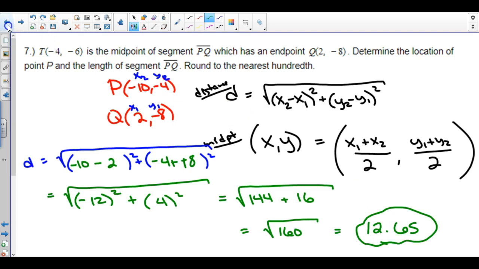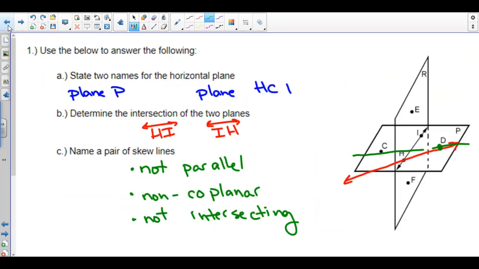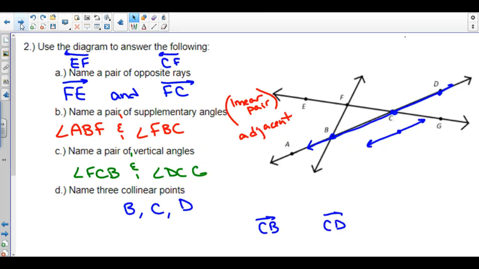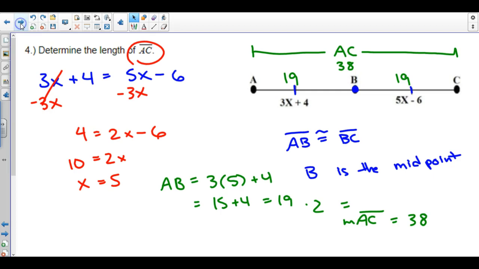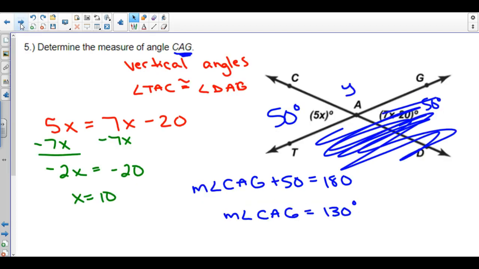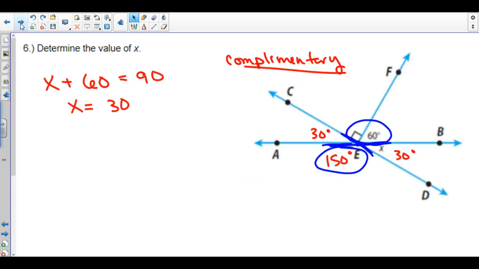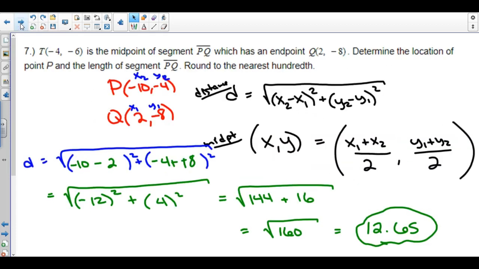So quick recap on all this stuff going from the top. We talked about intersecting planes, skew lines, supplementary angles, vertical, different types of points, rays. We talked about angle pair relationships, 2 angles being adjacent, using the angle addition postulate. We talked about midpoint. We looked at vertical angles and we did some algebra. We looked at complementary angles, and then lastly we finished with distance formula and midpoint.